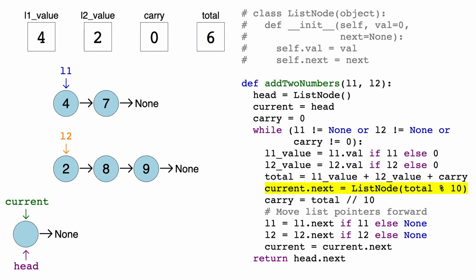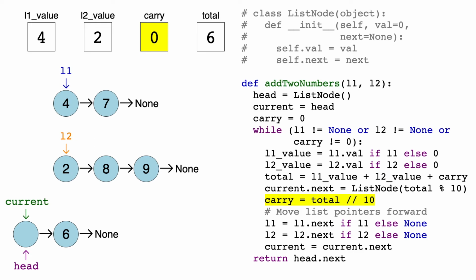Then we'll create a new list node to hold the answer, and the value will be the total mod 10. The reason we mod 10 is because dividing by 10 and only taking the remainder will get rid of anything that's in the tens place and keep only what's in the ones place. So 6 mod 10 is just 6. So we'll create a new list node with a value of 6 and build our answer by pointing current.next towards our new node. Then we'll figure out what the carry is by floor dividing total by 10. Floor division rounds down to the nearest whole number, so 6 divided by 10 is 0.6, and 0.6 rounded down is 0, so no carry is generated.